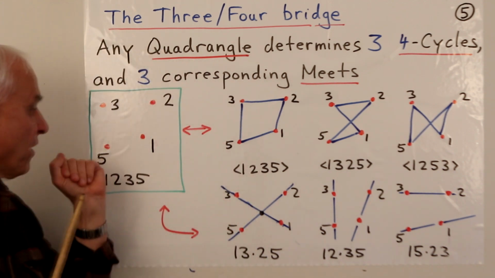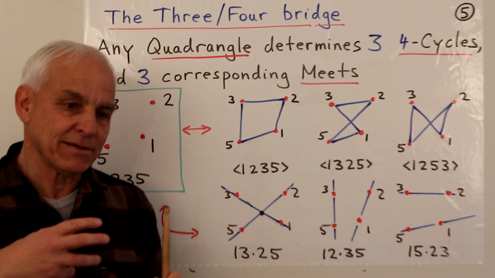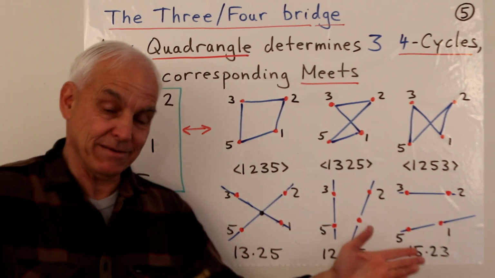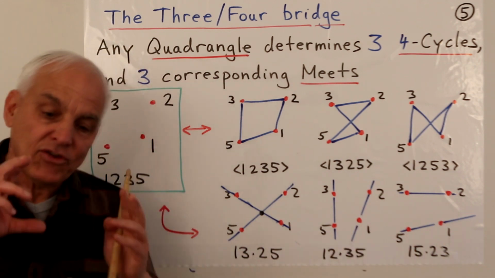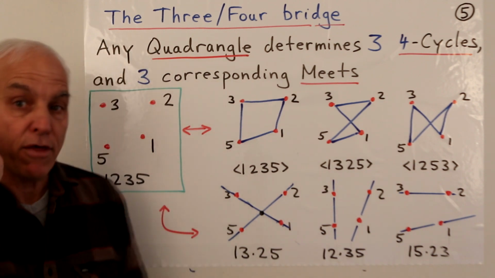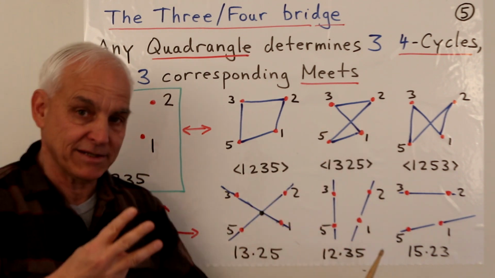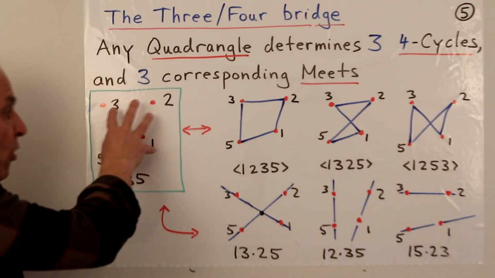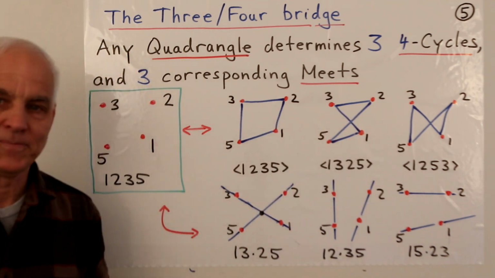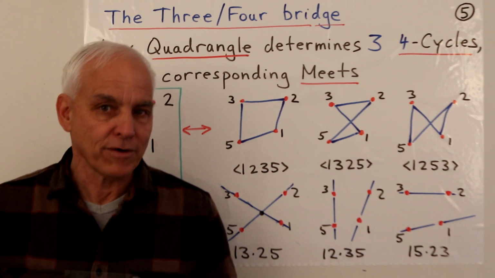We start with 4 objects. And then by considering these cycles, or if you prefer, by considering these corresponding meets, this quadrangle of 4 points determines 3 cycles, or correspondingly 3 meets. So from 4 points, we get 3 cycles. That's the bridge between 3 and 4.